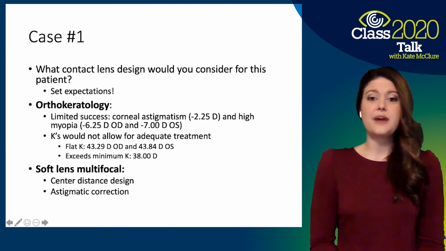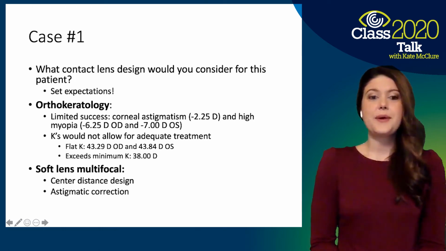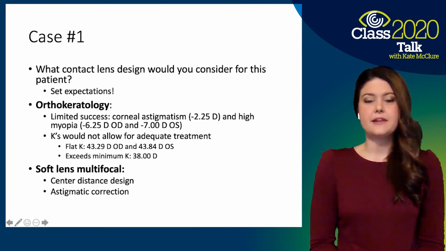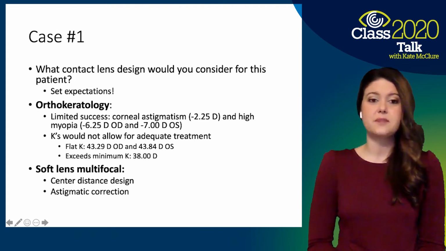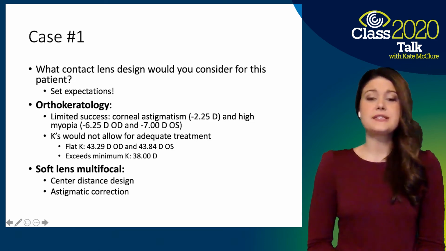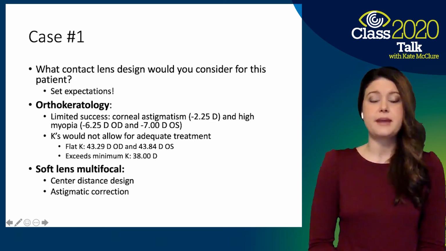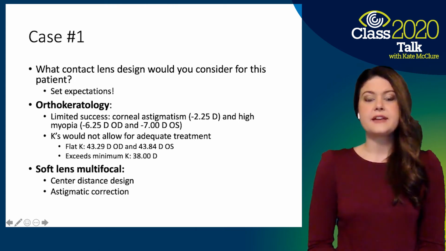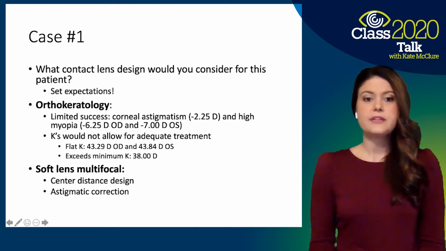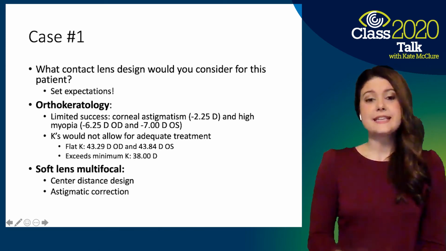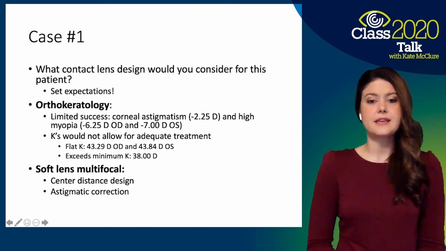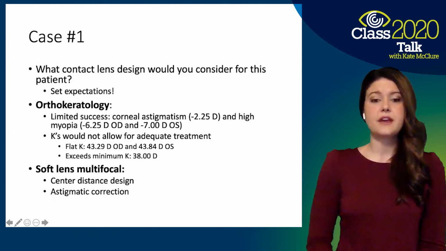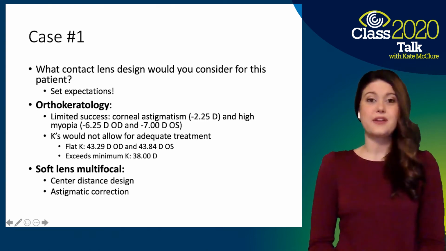And the patient also has high myopia. So -6.25 in the right and -7 in the left. That's outside of our standard parameters and likely wouldn't be very successful. Also, the patient's Ks are not steep enough to allow for treatment. So the flat K in the right eye is 43.29. If we need to flatten the K 6.25 diopters, that's going to take us below the flat K of 38 that I like to see. And same thing in the left. So based on the patient's prescription and her keratometry values, I really don't think ortho K would be successful.